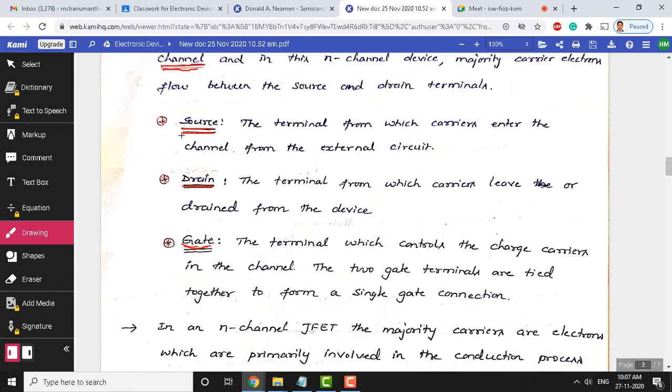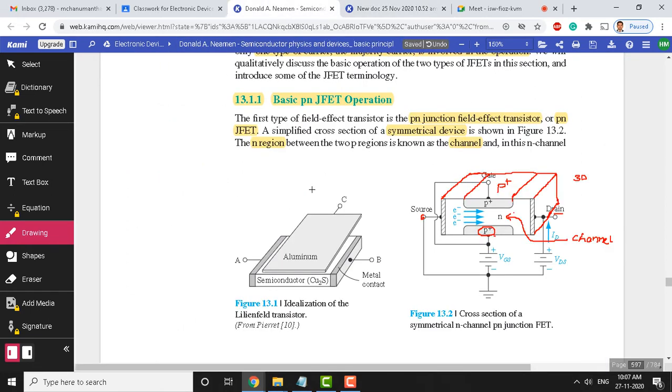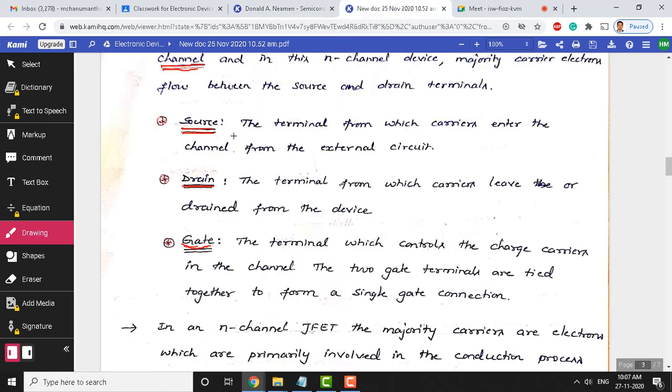Now, let us define what is the source terminal. The terminal from which carriers enter the channel from the external circuit. Here you can see there is a power supply given here. This is a VDS power supply. Through this power supply, the external charge carriers enter this terminal, so electrons will enter here. That is why it is named a source. Source means a terminal which sources electrons. From the external circuit there is entry of charge carriers here.